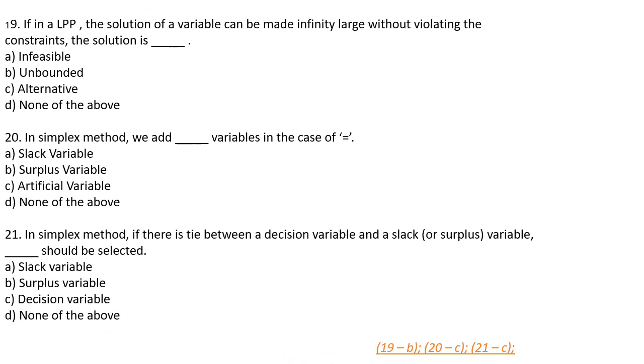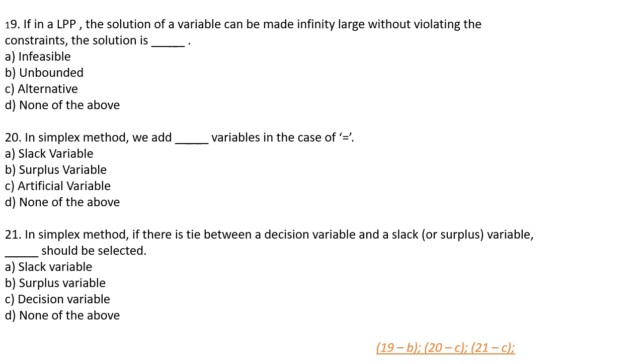19. If in an LPP the solution of a variable can be made infinitely large without violating the constraint, the solution is infeasible, unbounded, alternative, none of the above. The correct answer is unbounded. 20. In the simplex method, we add dash variable in the case of equal. Slack variable, surplus variable, artificial variable, none of the above. The correct answer is option C, artificial variable.